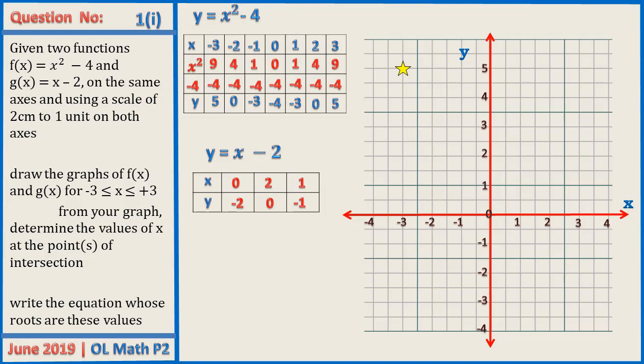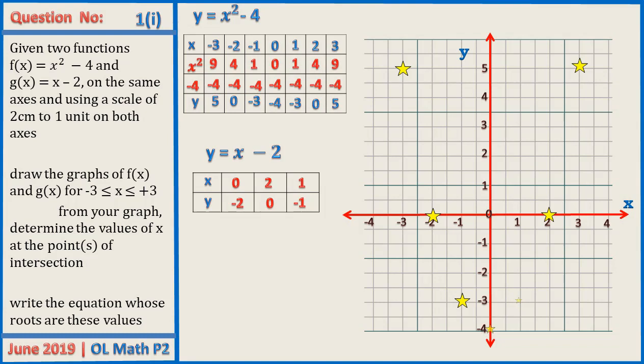So for the quadratic, when x is equal to minus 3, we have y to be 5. That's the first point. Now when x is minus 2, y is 0. When x is minus 1, y is minus 3. When x is 0, y is minus 4. When x is 1, y is minus 3. When x is 2, y is 0. And when x is 3, y is 5.